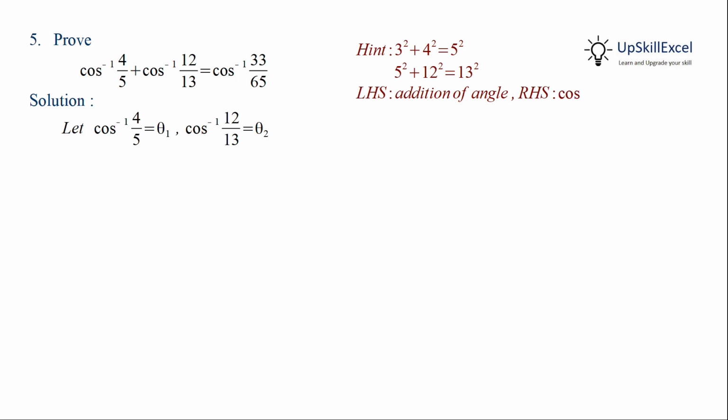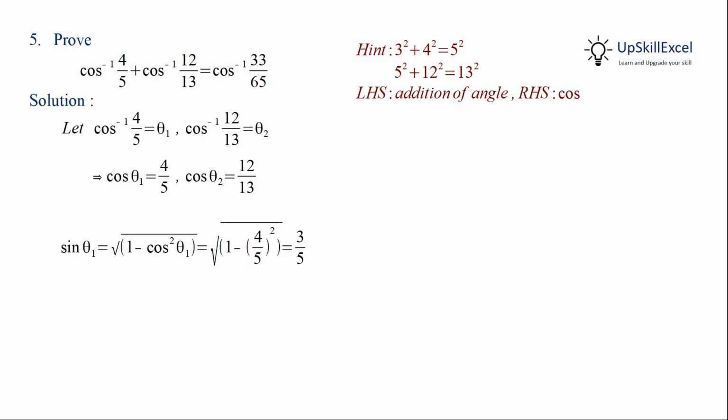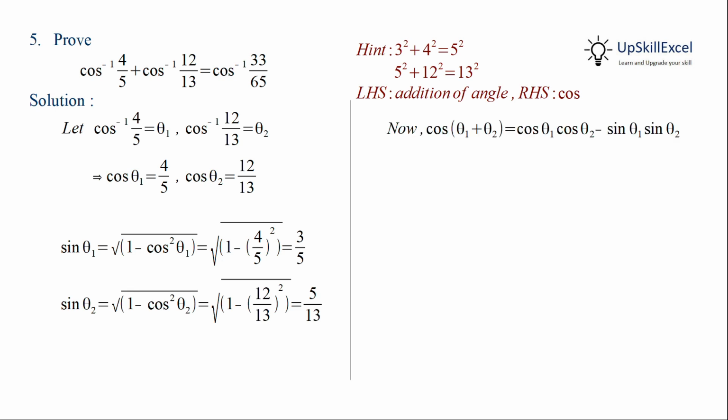So let's start with assuming that cos inverse 4 by 5 is equal to theta 1 and cos inverse 12 by 13 is equal to theta 2. From this we can find the sin theta 1 and sin theta 2. Now we can substitute these values in cos of theta 1 plus theta 2 formula and get 33 by 65.